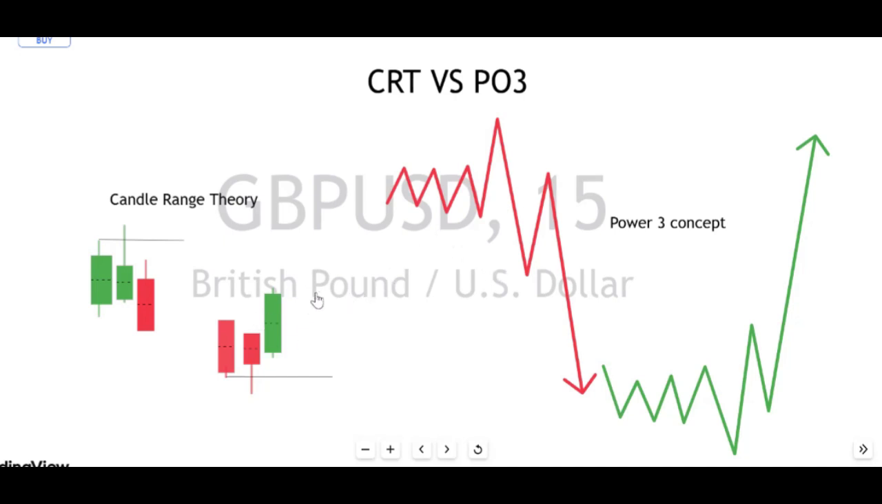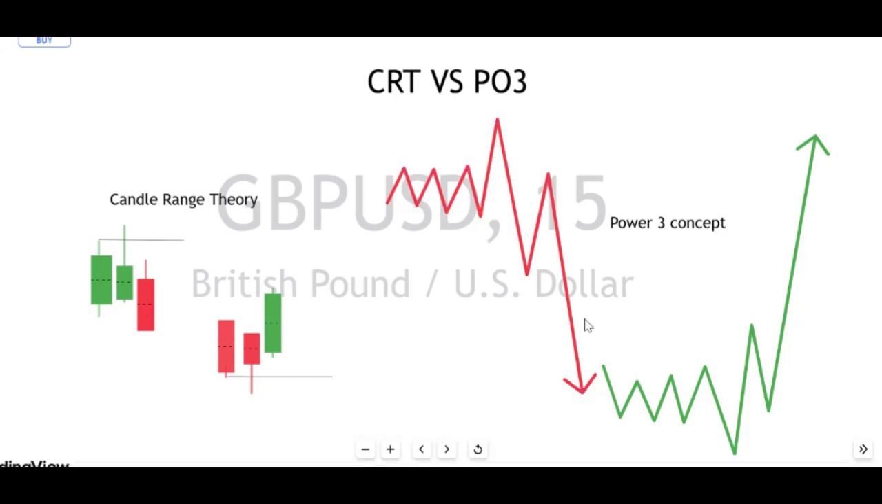This is what I mean. In power tree concept, you want to see the Asian range, which is from 8 p.m. New York time to 12 a.m. New York time, and you want to see the manipulation leg between 12 a.m. New York time and 2 a.m. New York time. Anything between 2 a.m. New York time and 5 a.m. New York time, which is the London session, you would like to see a clear distribution of price, right?